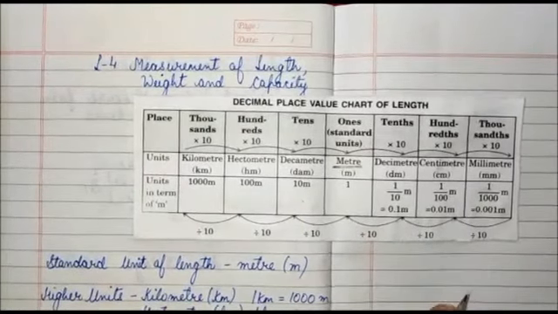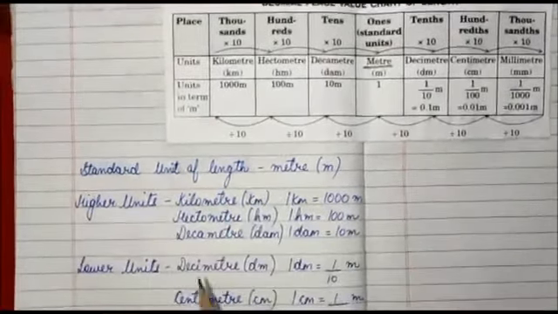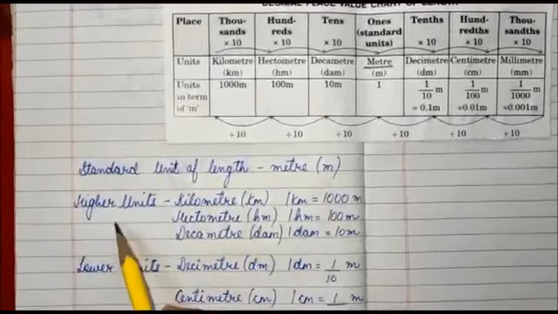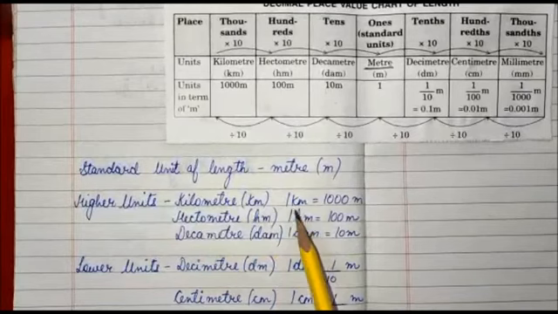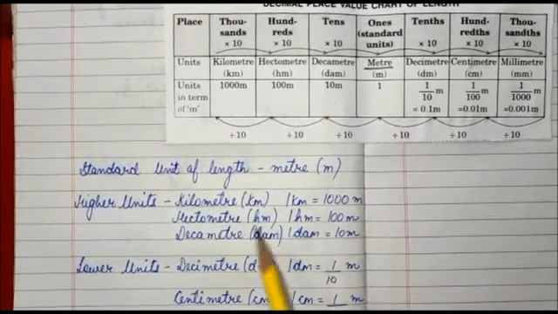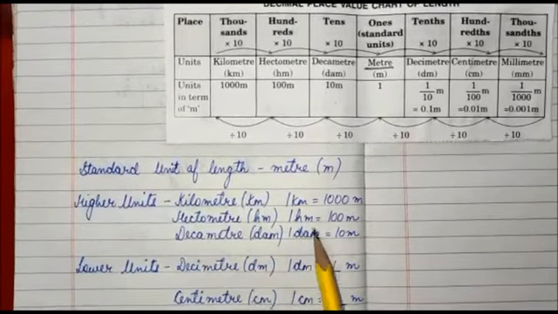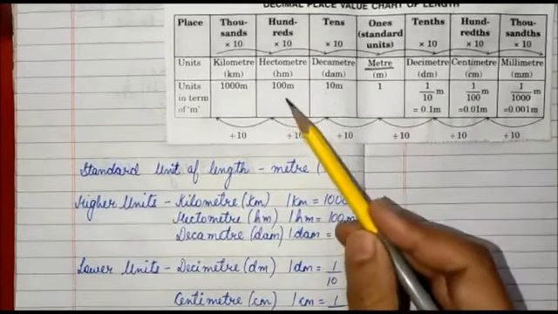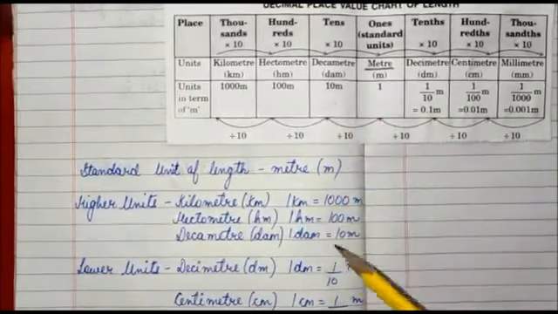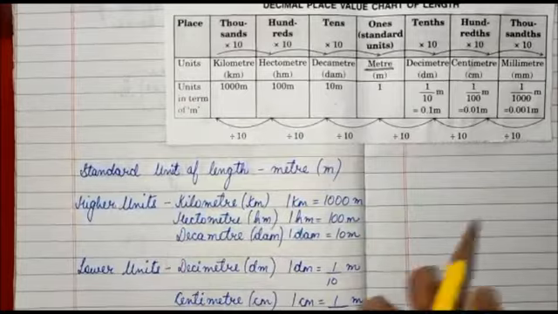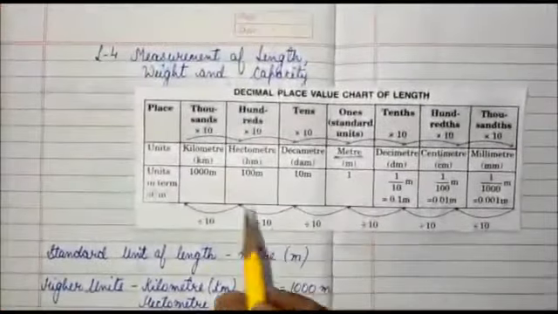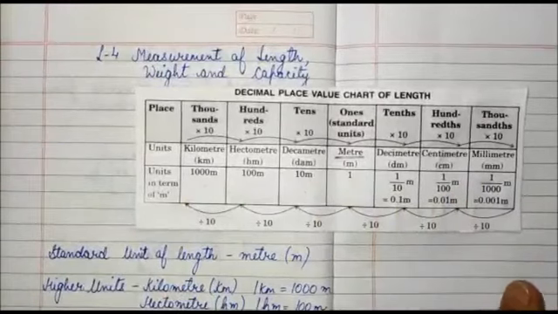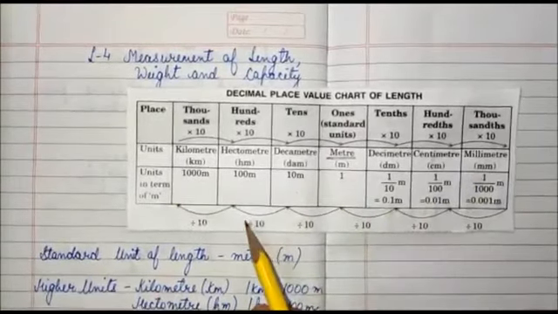Now let's come further. With this chart, I have written here, you can see the standard unit of length is meter, higher units kilometer. So here we have 1 kilometer is equal to 1000 meters, 1 hectometer is equal to 100 meters. So from this chart only, I have written all these values, all these 3 higher units and 3 lower units. So this was all about learning the different units in a sequence and learning their values.